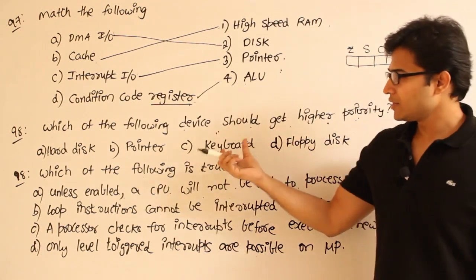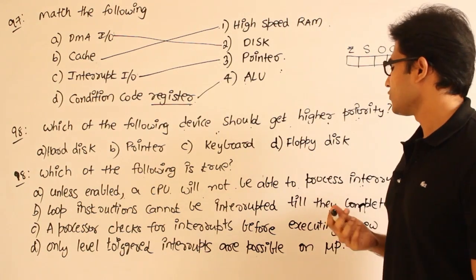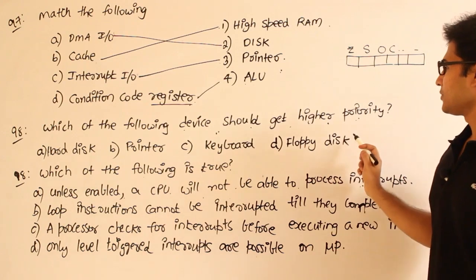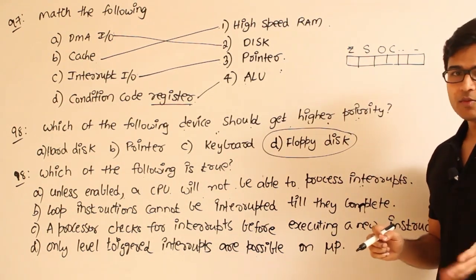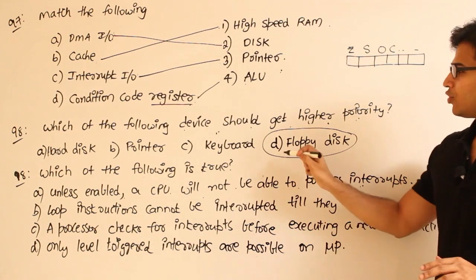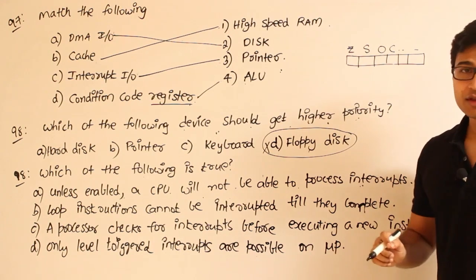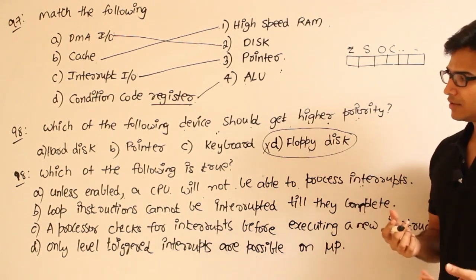Okay, and the next one is, which of the following devices should get higher priority? Some IO devices are given here: hard disk, printer, keyboard and floppy. This question was asked in 98. During that time floppy disk was in use, but now it is not being used anywhere, so no one should typically ask you anything about floppy disk in the coming years. So you can remove this option and check the remaining.